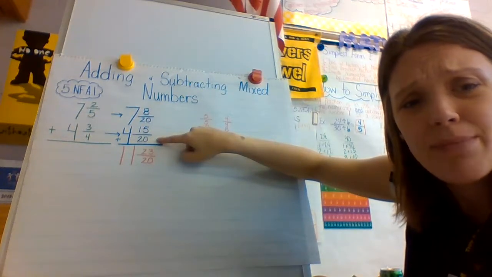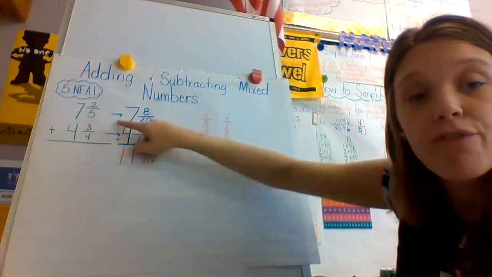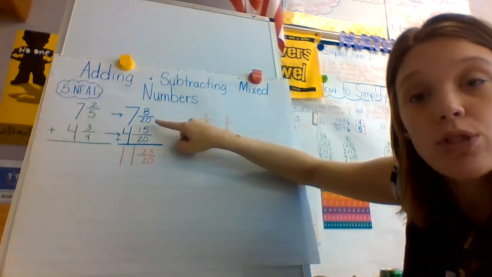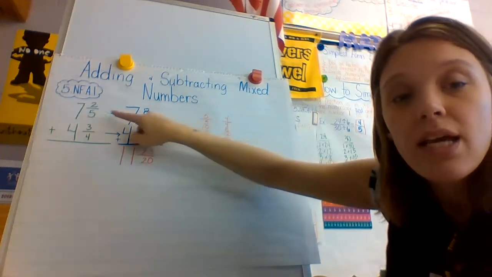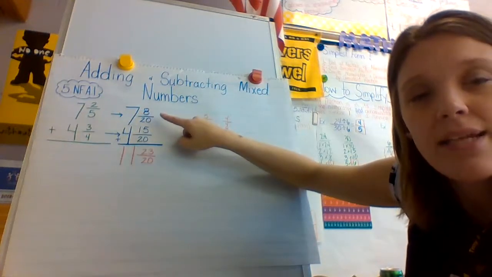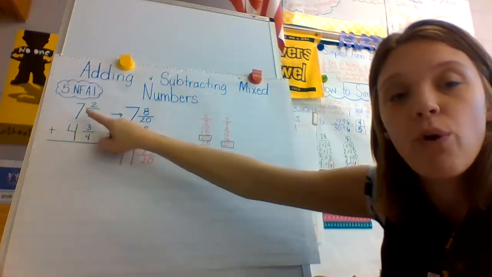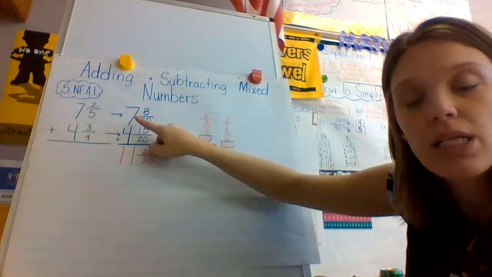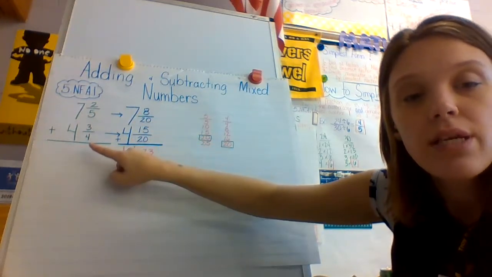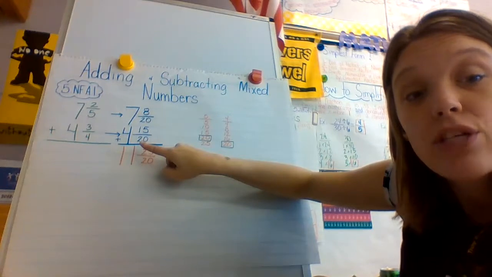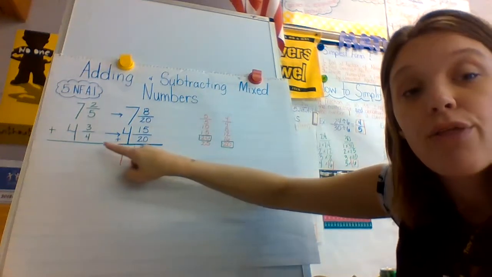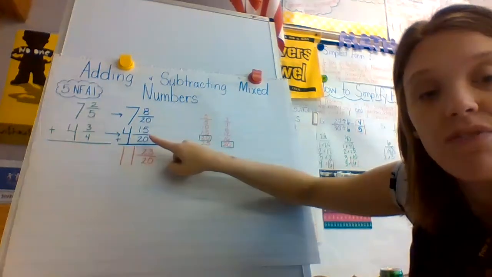My scholars asked themselves, how did I get from 5 to 20? I multiplied by 4. So if 5 times 4 is 20, then 2 times 4 is 8. And we just brought the whole number over with us. 7 stays the same. Same process here. How did I get from 4 to 20? I multiplied by 5. So if 4 times 5 is 20, 3 times 5 is 15.